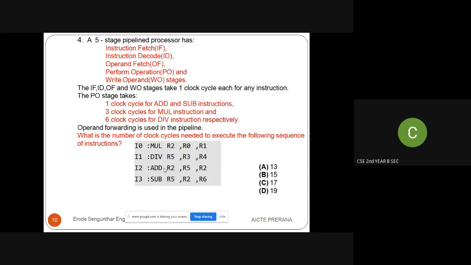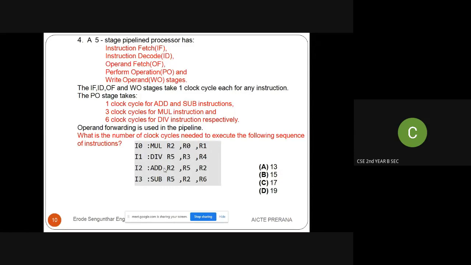Any guesses? Students, if there are any guesses, you can tell me. Any guesses? Okay, we will move on to the answer part.